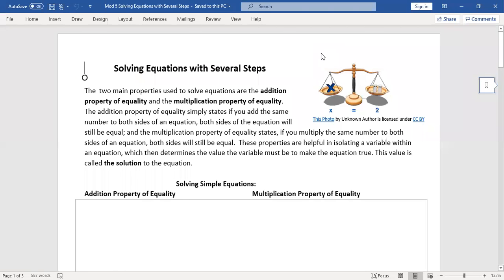Hello students, this video lesson is about solving equations with several steps. The two main properties used to solve equations are the addition property of equality and the multiplication property of equality.